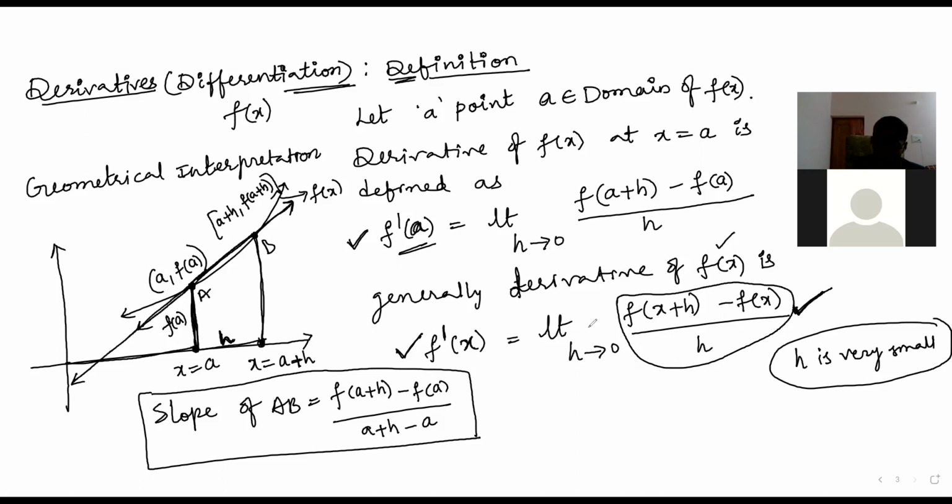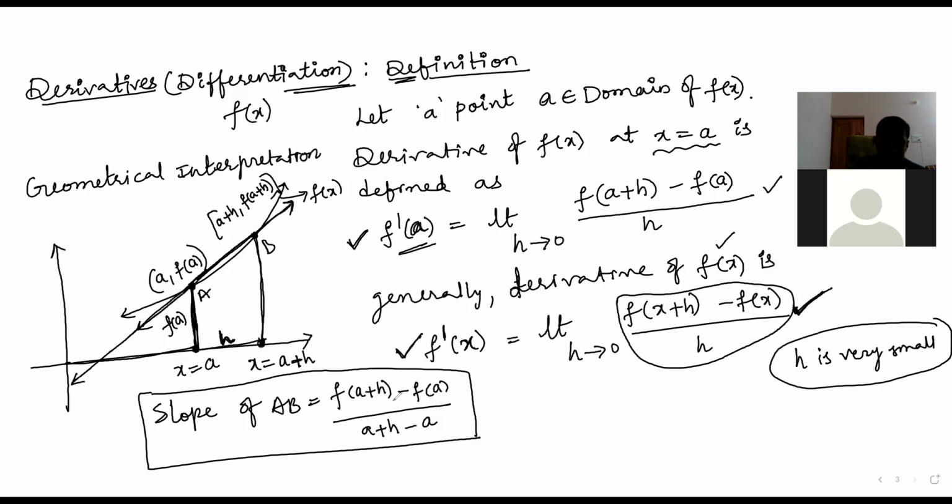You are able to observe this one. Limit h tends to 0 of f of x plus h minus f of x by h. See, these both are the same. What's the difference between these two? Here in the place of x, we put a because at x equal to a. Here we put x only. This is general. General means you can put any x value, at 2, 3, 4, 5, anywhere.